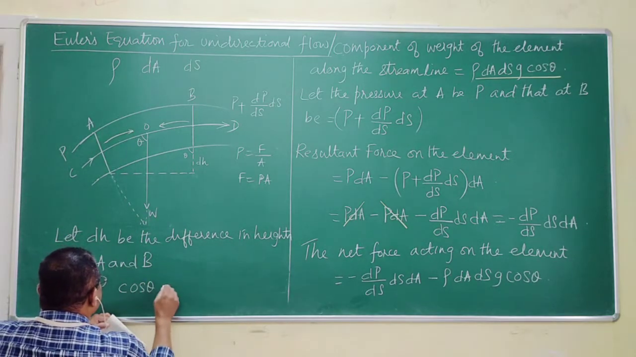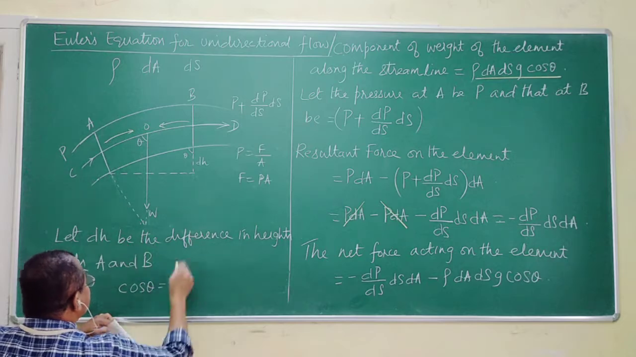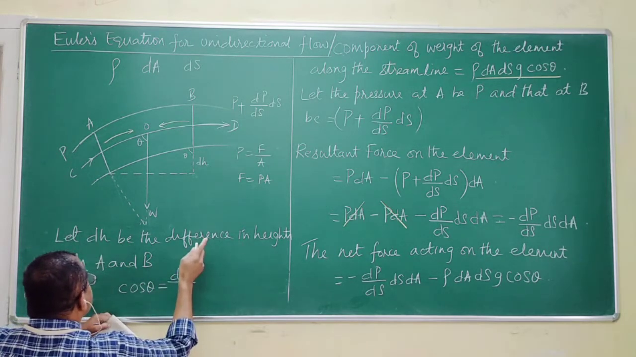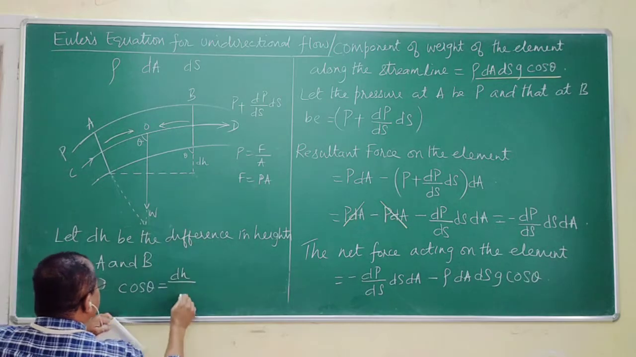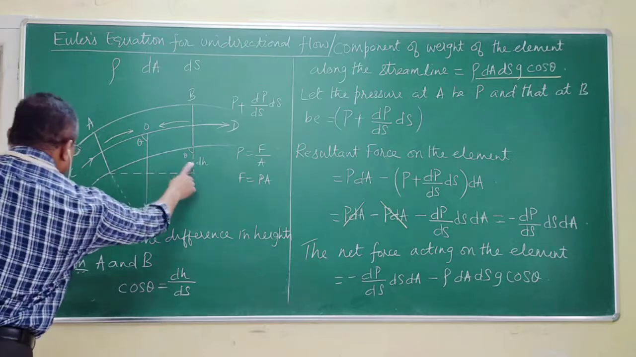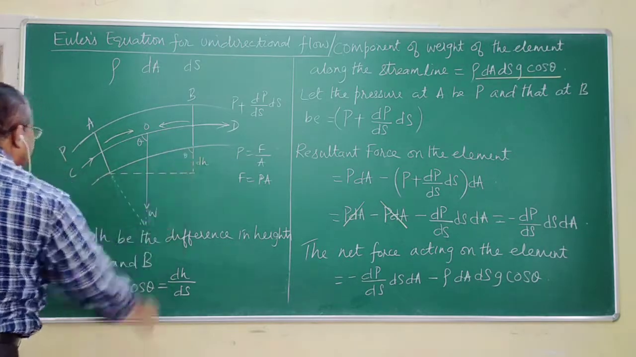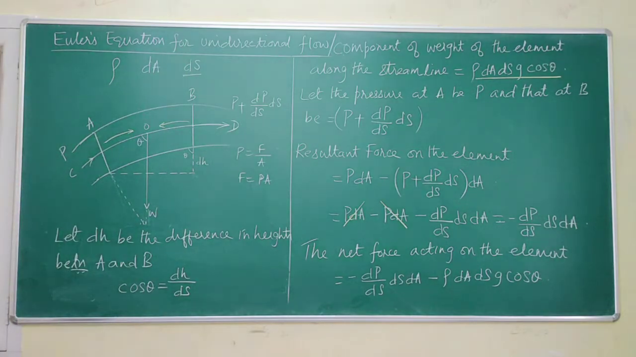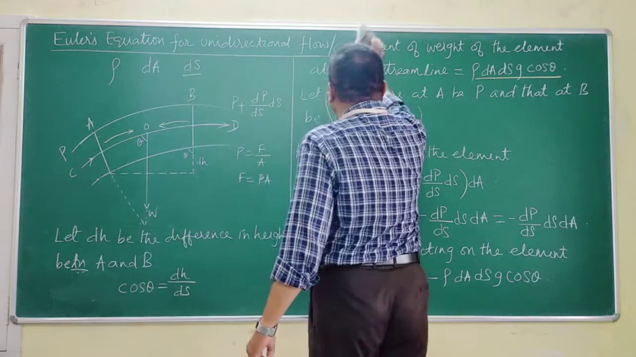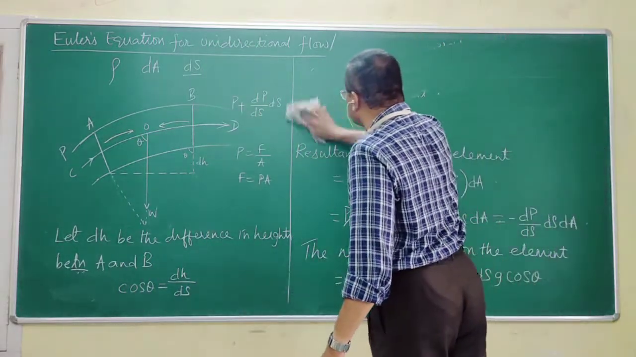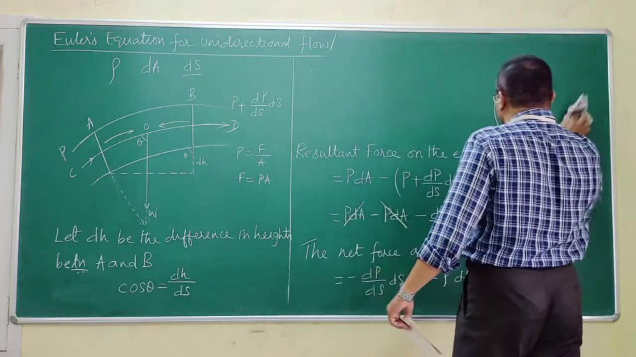If dH is the difference in heights between A and B, I will write cos theta is the adjacent side divided by hypotenuse. Hypotenuse is length ds. Okay? Adjacent side, hypotenuse. Hypotenuse is length. We have already taken length as ds. Is that okay to you? If that is okay to you, I keep the diagram. I will rub this part off.